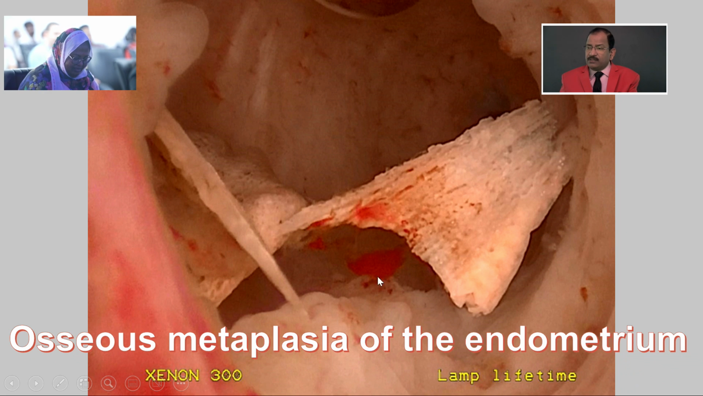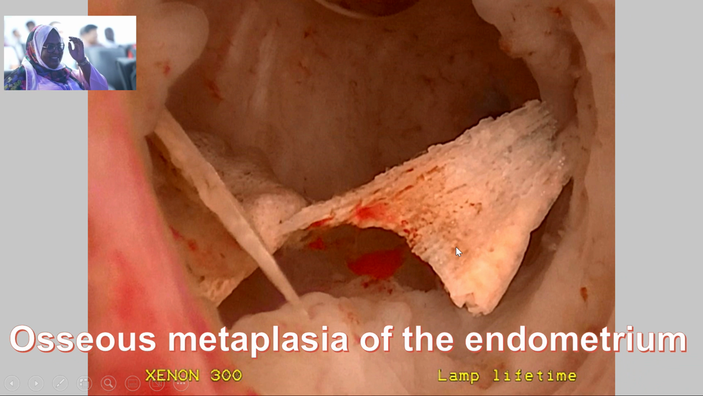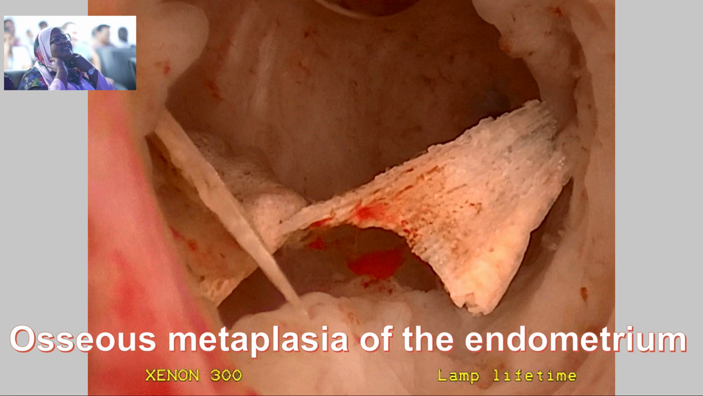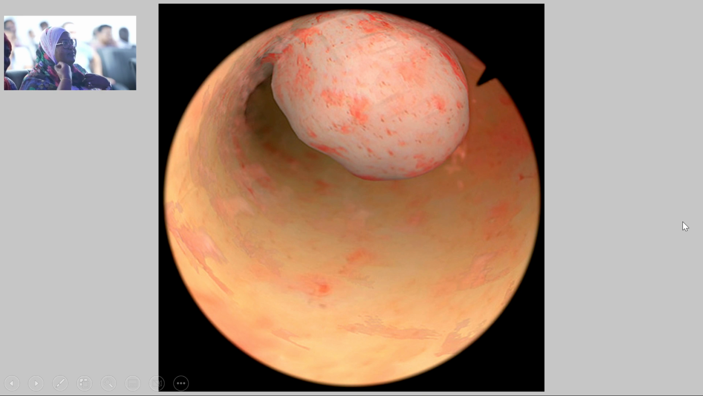This is also osseous metaplasia. Once you take it out, it looks completely like a bone. It converts into a bone in these types of cases, and looks like a cartilage or some other type of bone here. This is submucous myoma.